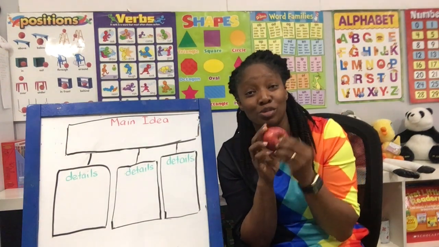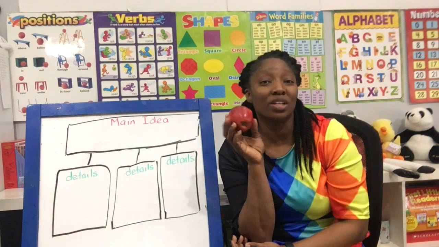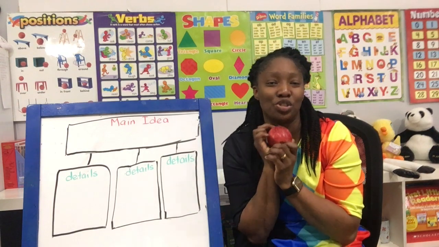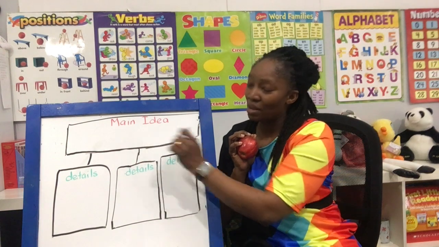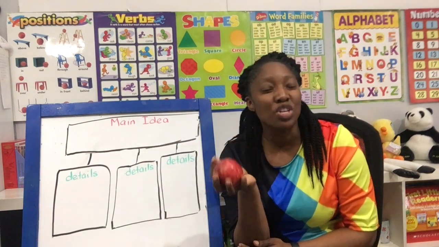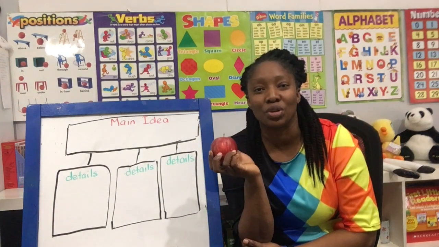I'm going to tell you my story again. Ready? My apple is red. It has a stem. It grows on a tree. It's white inside and it's juicy. So today we're talking about the details and the main idea. We're going to focus on the details. Now, what do you think is the main idea of that little story I just told you?